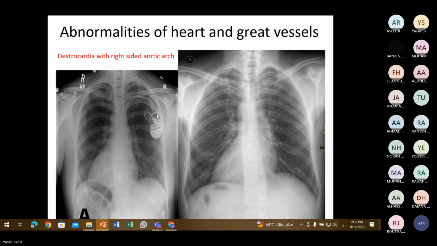What is this? Pacemaker. This is a pacemaker. What is a pacemaker? ايش هي البيسميكر دي؟ نعم ايش يعملوها ايش؟ Normal rhythm of the heart, like يعني regulate the شنو؟ the heartbeat rhythm.